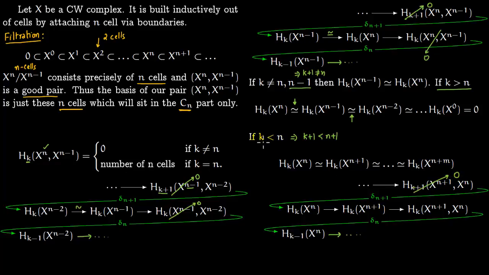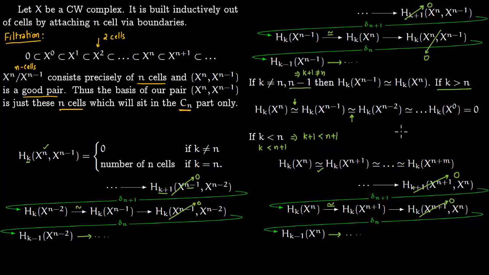If k is less than n, it also implies that k is less than n plus 1. So k and n plus 1 do not match. So this is also 0. So you have an iso right here. And this is the iso we are talking about right here. So you keep going higher and higher, and you can keep going higher.